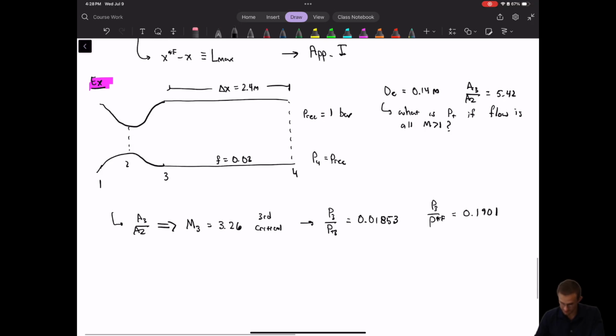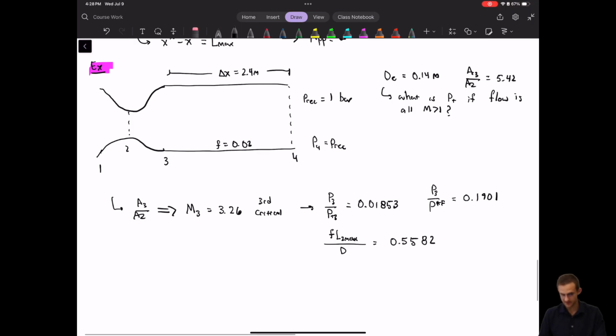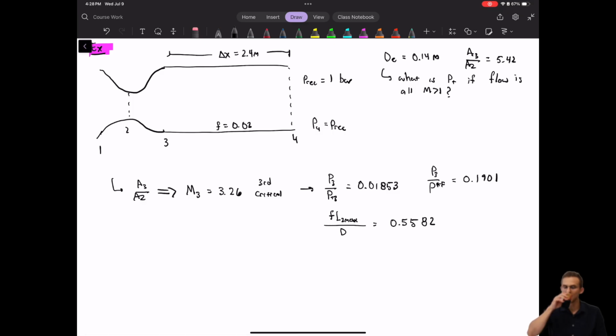Okay, and we also know that fLmax, so what is this thing? L3max is the distance you would have to travel starting at point 3 to reach your limiting point in the Fanno duct. Okay, so fL3max is equal to 0.5582. Okay, so this is all just table lookup so far.